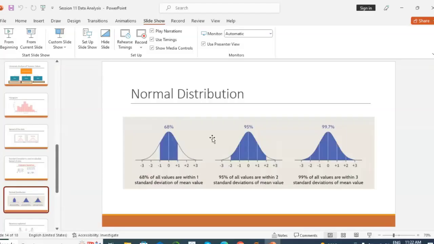Next part is normal distribution. So if I say normally distributed data, what are the conditions of normal distribution?